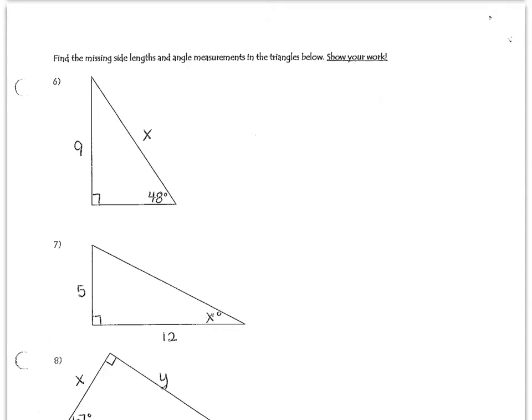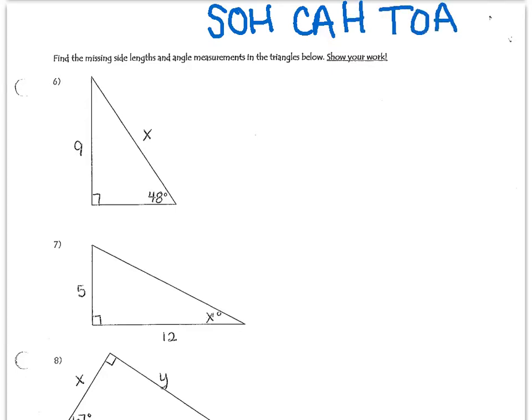Okay, now these problems, I think I told you in class, these are all right triangles, so we're going to be using SOHCAHTOA for these. It may even be helpful to just write SOHCAHTOA at the top of your paper. SOHCAHTOA won't help you if you can't spell it, so work on that. Okay, so let's take a look at this first one.